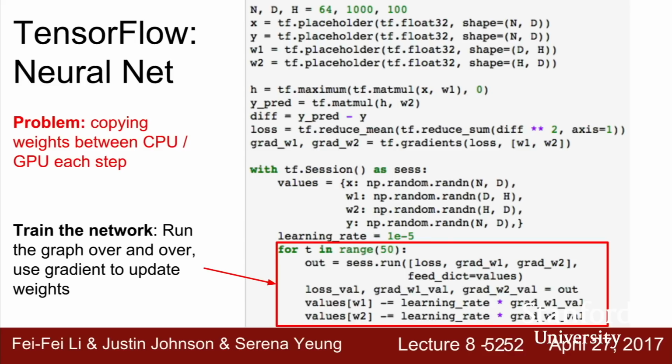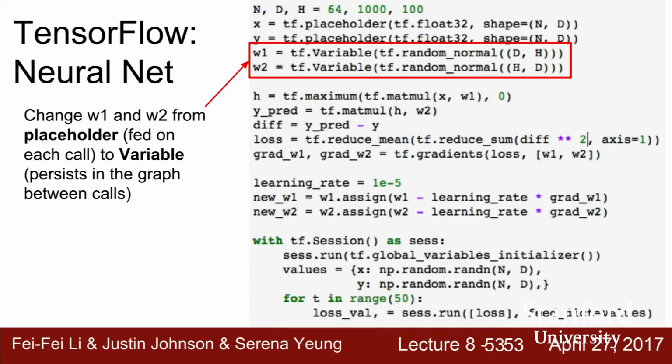If you're just running on CPU, this is maybe not a huge deal. But remember, we talked about the CPU GPU bottleneck and how it's very expensive to copy data between CPU memory and GPU memory. If your network was very large and your weights and gradients were very big, doing something like this would be super expensive and super slow, because we'd be copying all kinds of data back and forth between the CPU and the GPU at every time step. That's bad. We don't want to do that. We need to fix that.